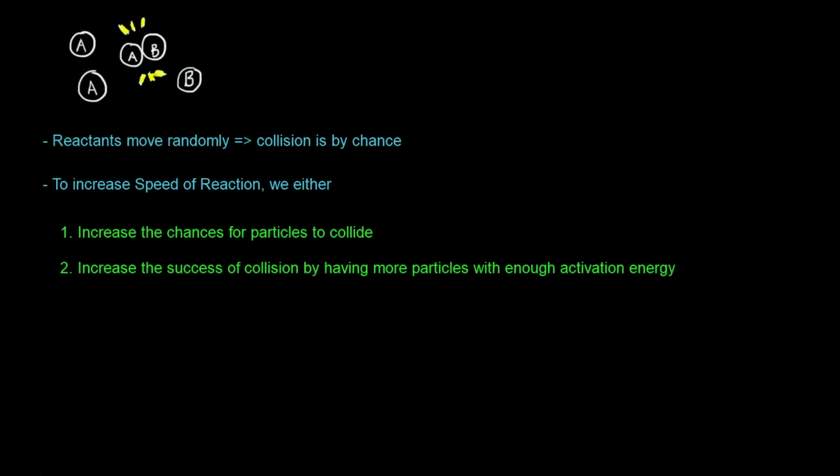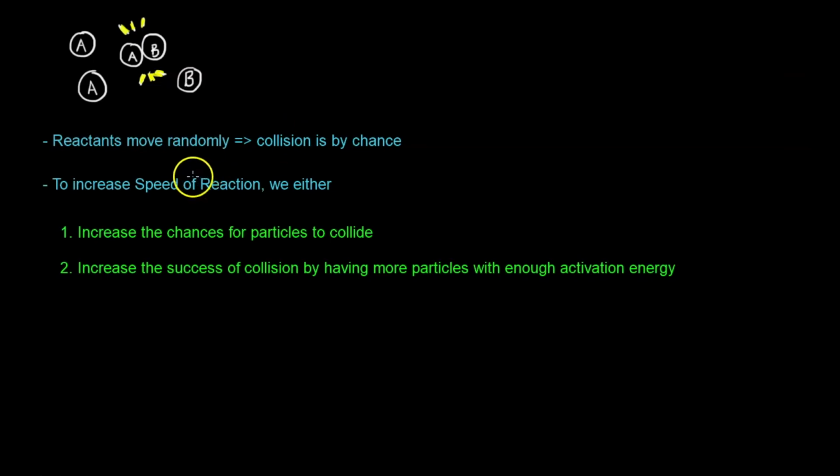Alright, so why don't we just knock A and B together? That will result in 100% reaction, right? The answer is no, because reactants move randomly. Because they are so small, they move by diffusion and other processes, and you cannot really control each of them to collide with each other. So everything is by chance. And so to increase this speed of reaction, we have to increase this chance. This makes sense, right? So how can we increase this speed of reaction?